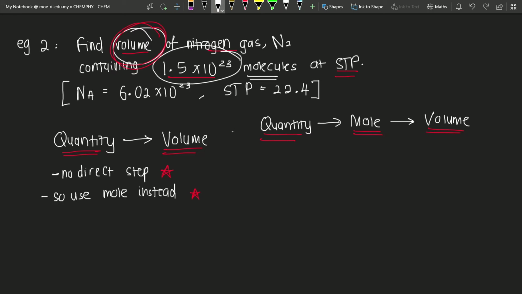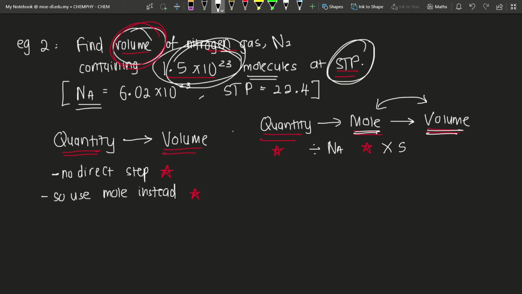So, quantity is your 1.5 × 10^23. Quantity converted to mole, any of the three siblings converted to mole, you divide by our connection, which is the Avogadro constant. The question will give the Avogadro constant value. Then from mole, which you have obtained, you want to find volume. Mole converted to any of the three siblings, you multiply by the connection. The connection between mole and volume is molar volume, either RTP or STP. This question asks for STP, so you multiply by STP.